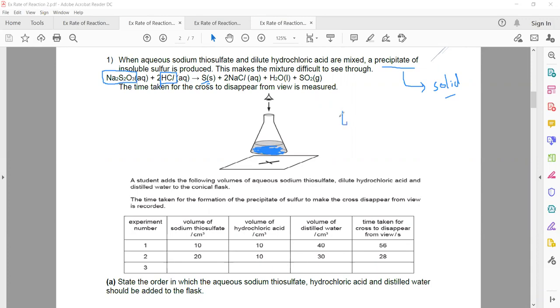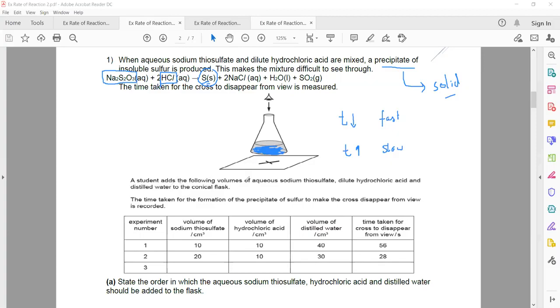If the cross disappears in a short time, it means the reaction is fast. If the cross takes more time to disappear, it means the reaction is slow. Because if the cross takes a short time to disappear, sulfur is formed quickly. If it takes more time, sulfur is formed slowly. As sulfur is a product, forming slowly shows that it is a slow reaction. You don't have to learn or memorize this equation. This equation will be given.